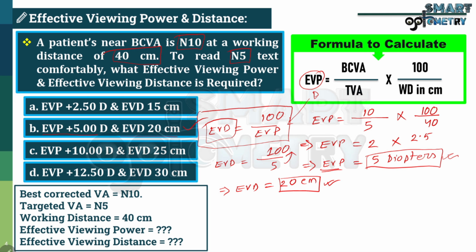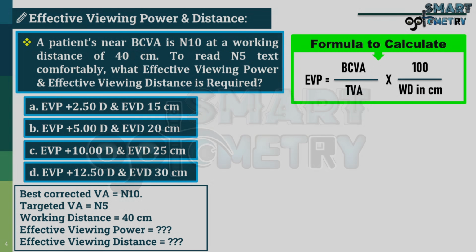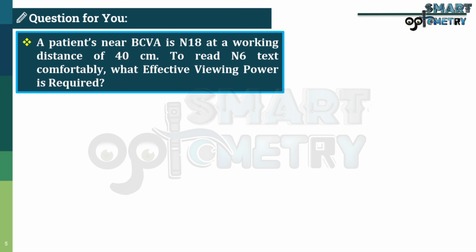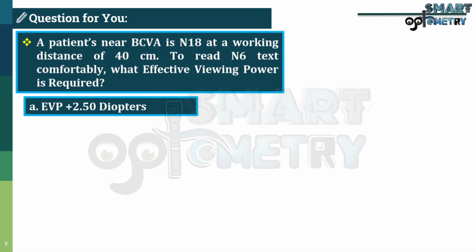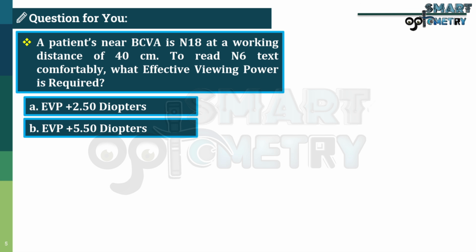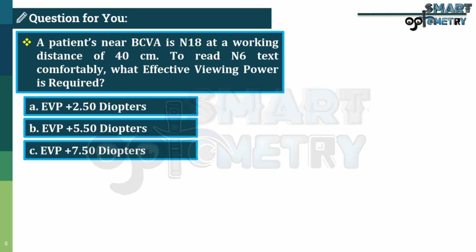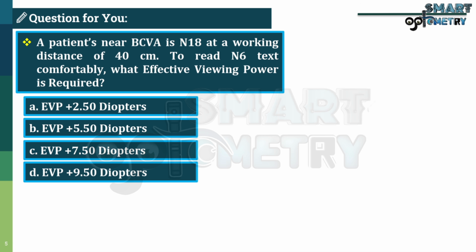Now I have a practice question for you in the next slide. A patient's near best corrected visual acuity is N18 at a working distance of 40 centimeter. To read N6 text comfortably, what effective viewing power is required? Option A 2.5 diopters, option B 5.5 diopters, option C 7.5 diopters and option D 9.5 diopters.